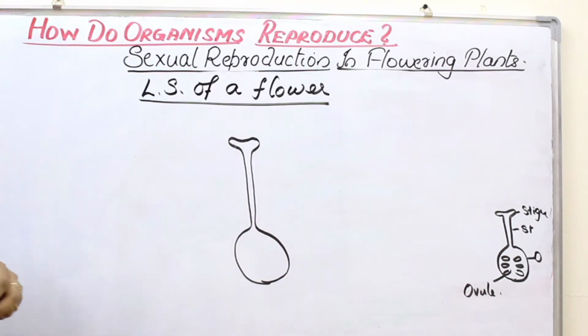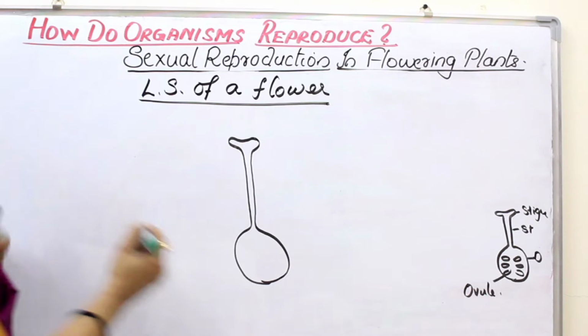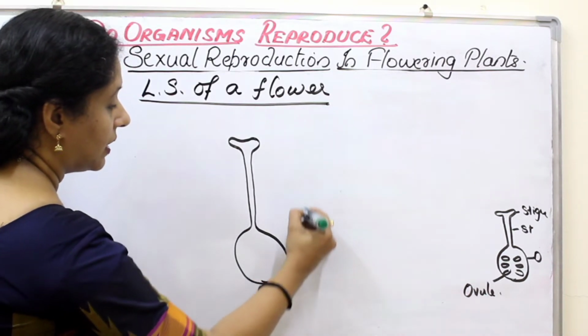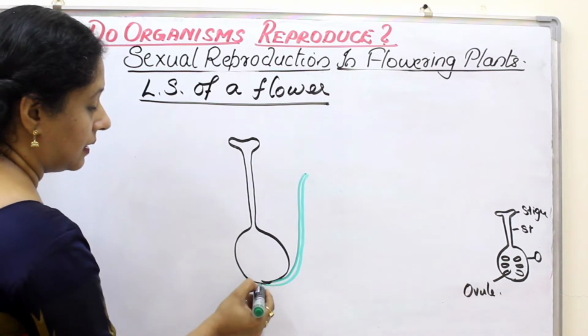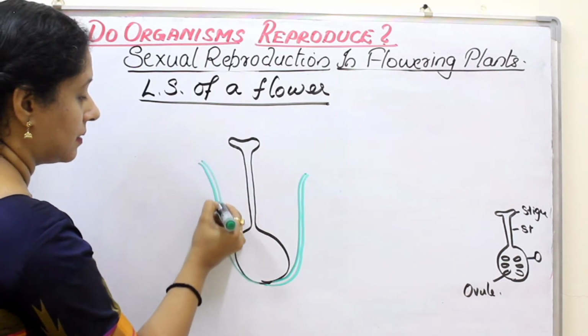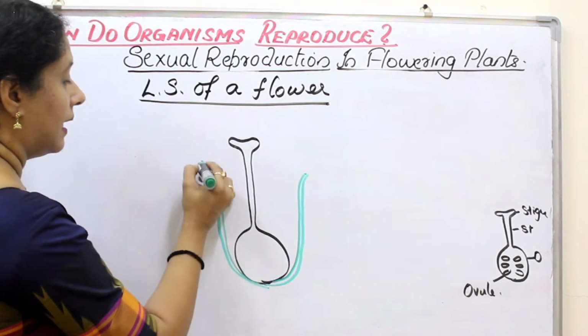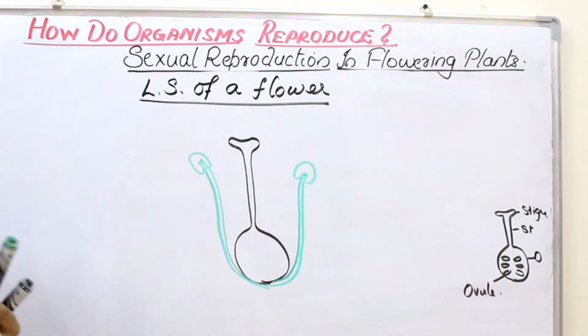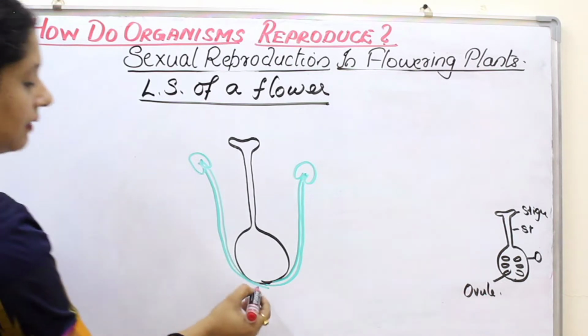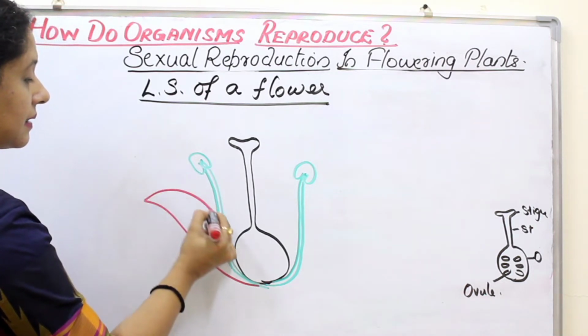Okay, now we will draw the stamen. From below you can show filament. This side also filament, and you can draw anther like this. Then what is the next part? We have our petals.